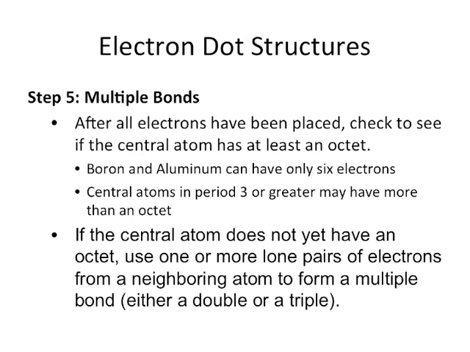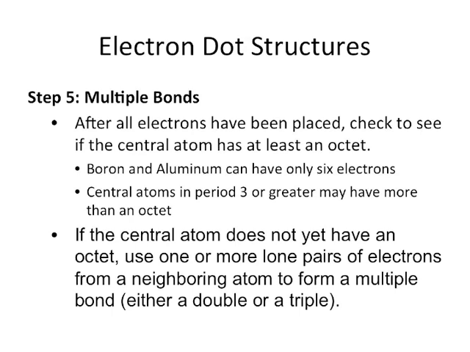The exception to that is boron and aluminum. If they are your central atom, then it's okay for those guys to have 6 electrons and not an octet. Also of note, if your central atom is in period 3 or greater, then it's allowed that that central atom can have more than an octet. So it could have 8 electrons around it. It could have 10 or 12. That's okay. But it must have at least an octet.